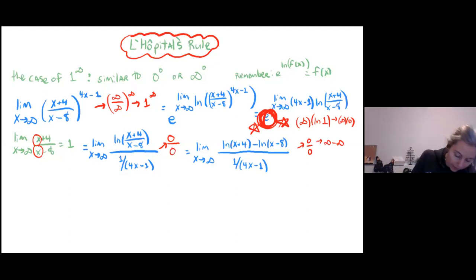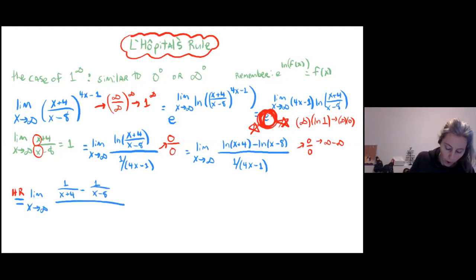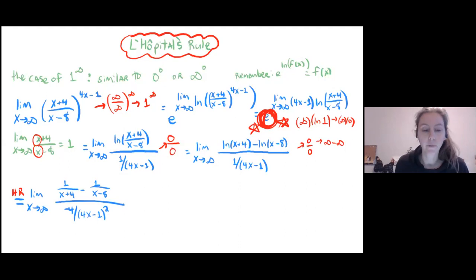So I'm going to think of it like that, and I'm going to do L'Hopital's rule from here to give me the limit as x approaches infinity of 1 over x plus 4 minus 1 over x minus 8, over negative 4 over 4x minus 1 squared. That negative 4 comes from the chain rule that I did when I took the derivative of 1 over 4x minus 1. 4 is the derivative of 4x minus 1. Now, remember, before we apply L'Hopital's rule, before we do anything, we want to simplify as much as possible.